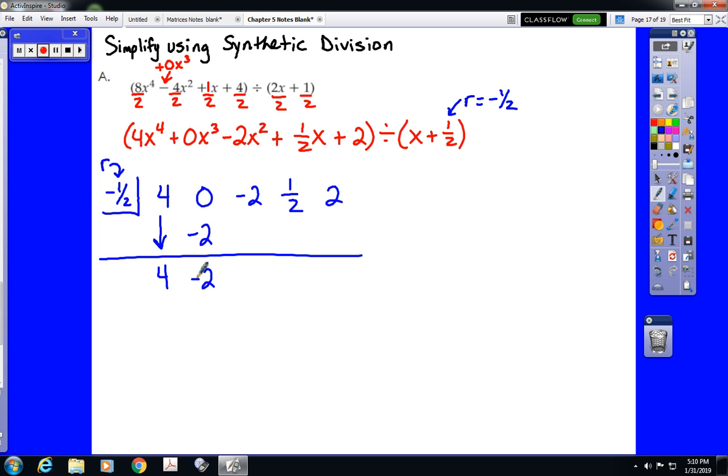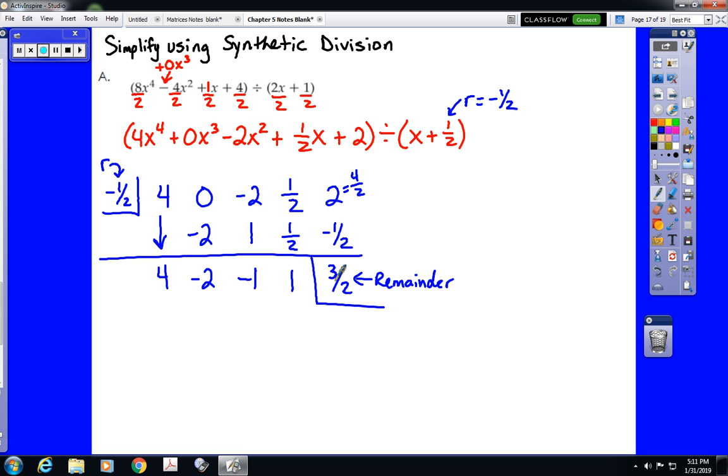Negative 1/2 times negative 2 is positive 1. Add down is negative 1. Negative 1/2 times negative 1 is positive 1/2. Add down, that's 1 because that's 2 halves. Negative 1/2 times 1 is negative 1/2. Add down, that would be positive 3 halves for your remainder. Again, now if you're struggling with why that is, remember that 2 is 4 halves. So 4 halves minus 1/2 is 3 halves.